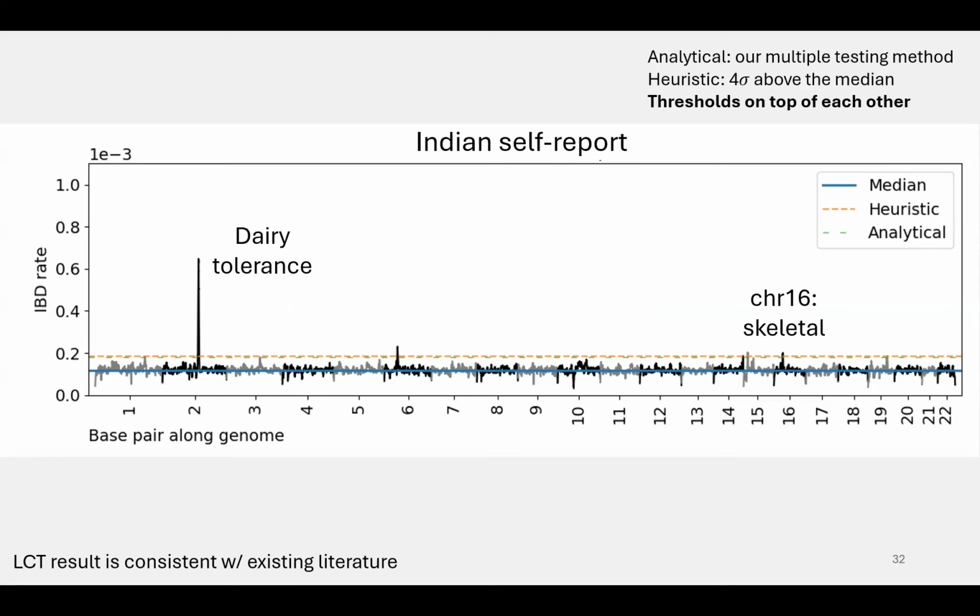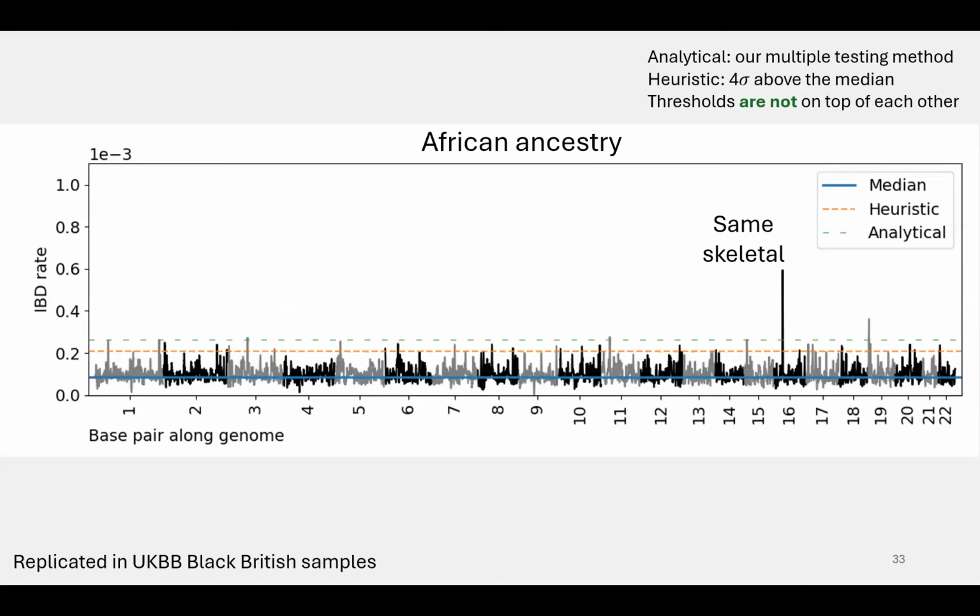Now I have the results for those who self-reported as Indian in the UK Biobank. Again, the thresholds are on top of each other. We do see the signal at LCT, which is consistent with existing literature that says there could be a haplotype that is identical by descent with the haplotypes in Europeans that have that selected allele. And I'll highlight a signal on chromosome 16. It contains a single gene which is involved in the early development of skeletal cells. Why I'm in particular highlighting this is in the following slide.